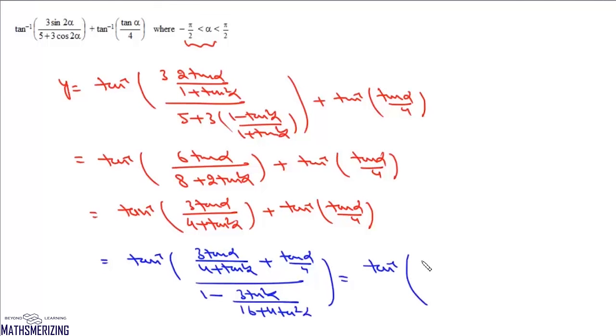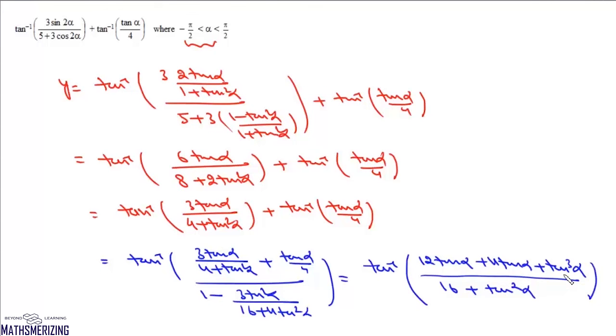So we can write this as tan inverse. Now here it will be 12 tan alpha plus 4 tan alpha plus tan cube alpha upon 16 plus tan square alpha. Now here we'll take tan alpha common.